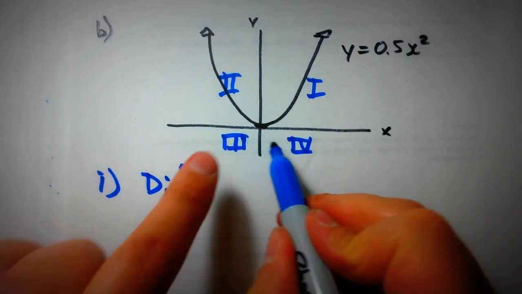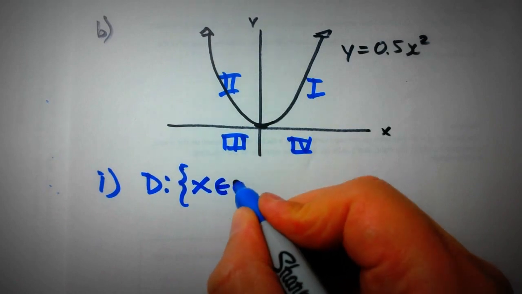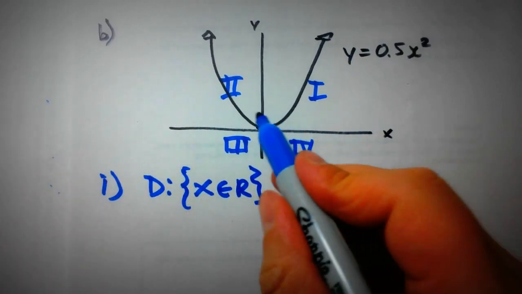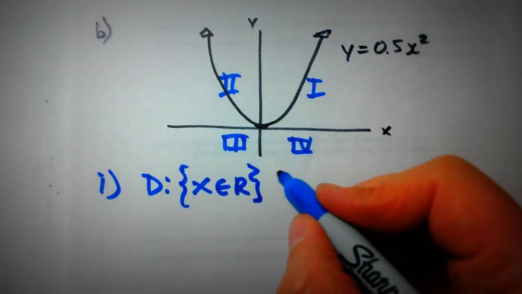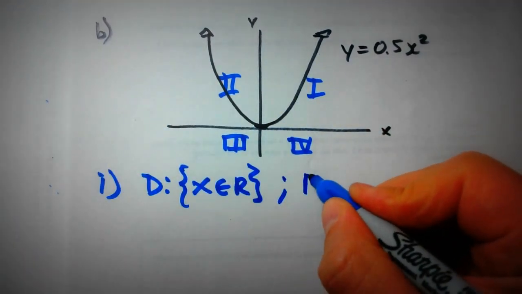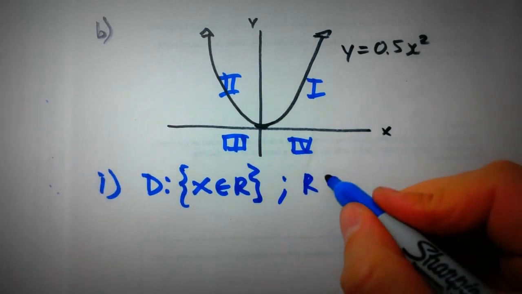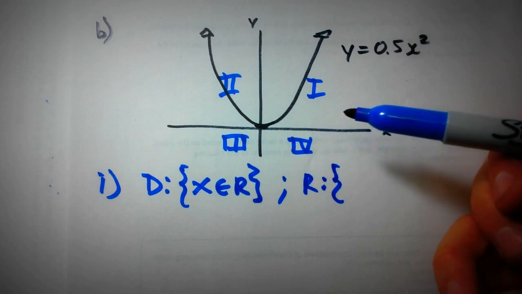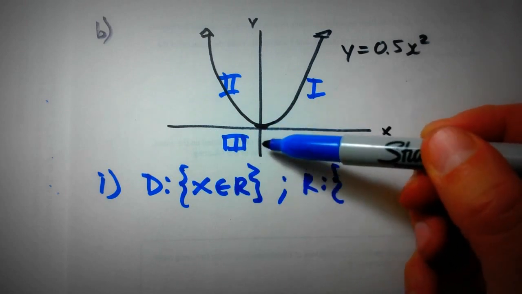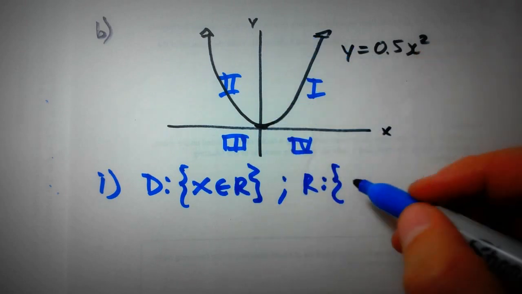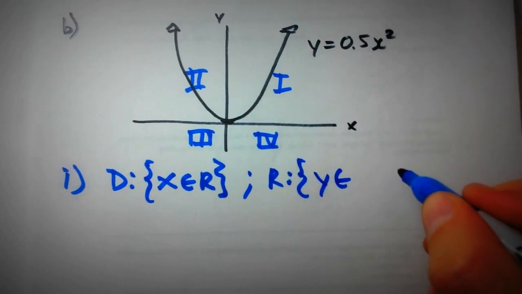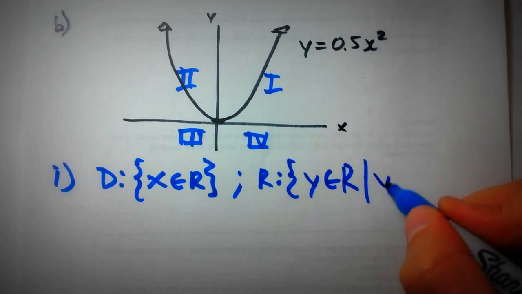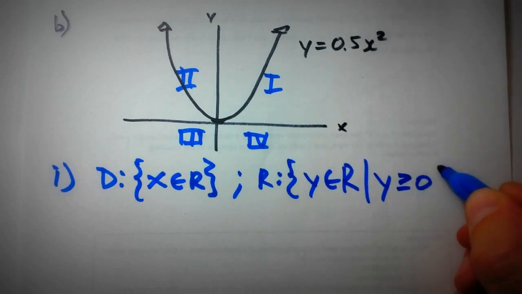What's the domain of this? Well, we know that x belongs to the set of real numbers, all of them, there are no exceptions. This keeps on moving infinitely. How about the y values? Well, it doesn't exist below the x-axis, only above the x-axis, so we know that y belongs to the set of real numbers such that y is bigger than or equal to 0.